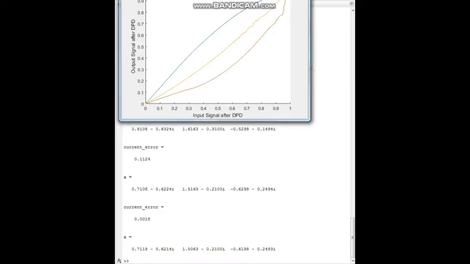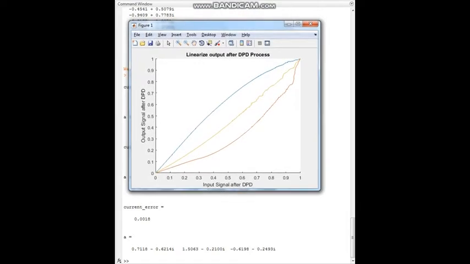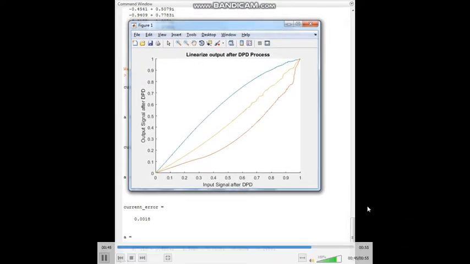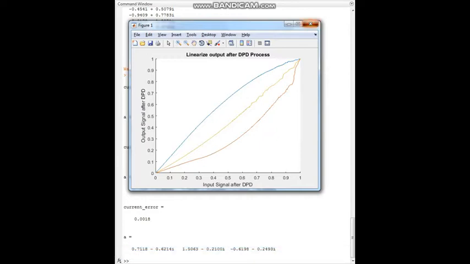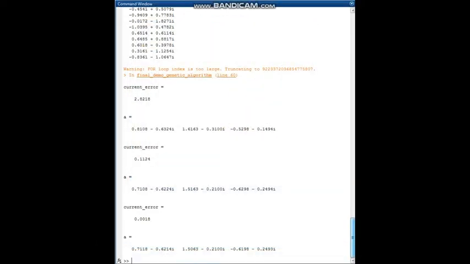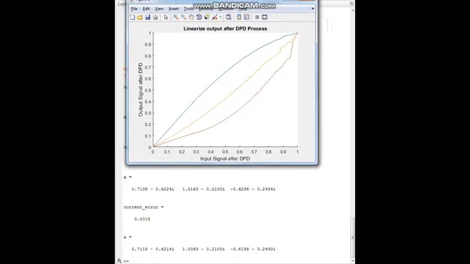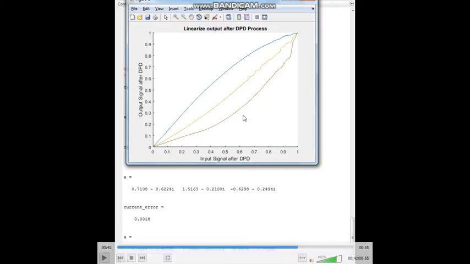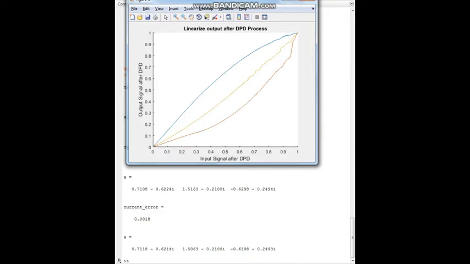The graph shows the three signals. The blue line shows the original signal, whereas the red one represents the inverse characteristics, and the yellow one shows the linear response after DPD.